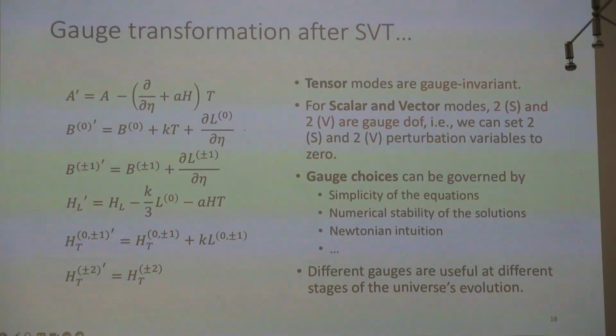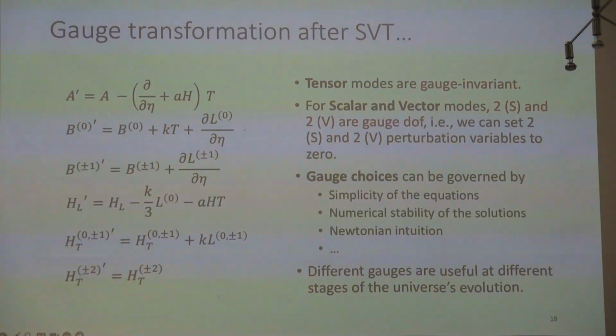So what this means is that I have the freedom to choose some of these scalar and vector modes to be zero, in order to simplify my life in the calculations. So I can, for example, choose A prime to be zero and B zero to be zero. Then I'll be left with two scalar modes. That's okay. You have enough degrees of freedom to do that. Similarly, with B plus or minus 1 or HT plus or minus 1, I can set either of them to be 0. I have enough gauge degrees of freedom to allow me to do that.